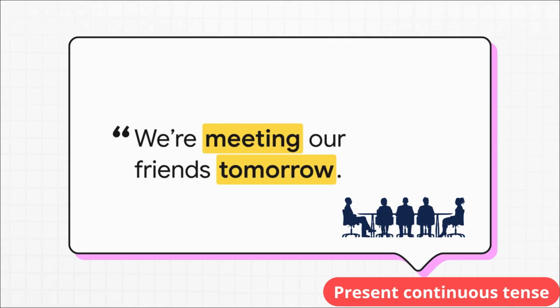Now, this one is a bit of a mind-bender. We're using a present tense to talk about the future. How does that work? Well, when you have a plan that's locked in, a definite arrangement, like a meeting you've scheduled, you use the present continuous. We're meeting tomorrow. It's a done deal.